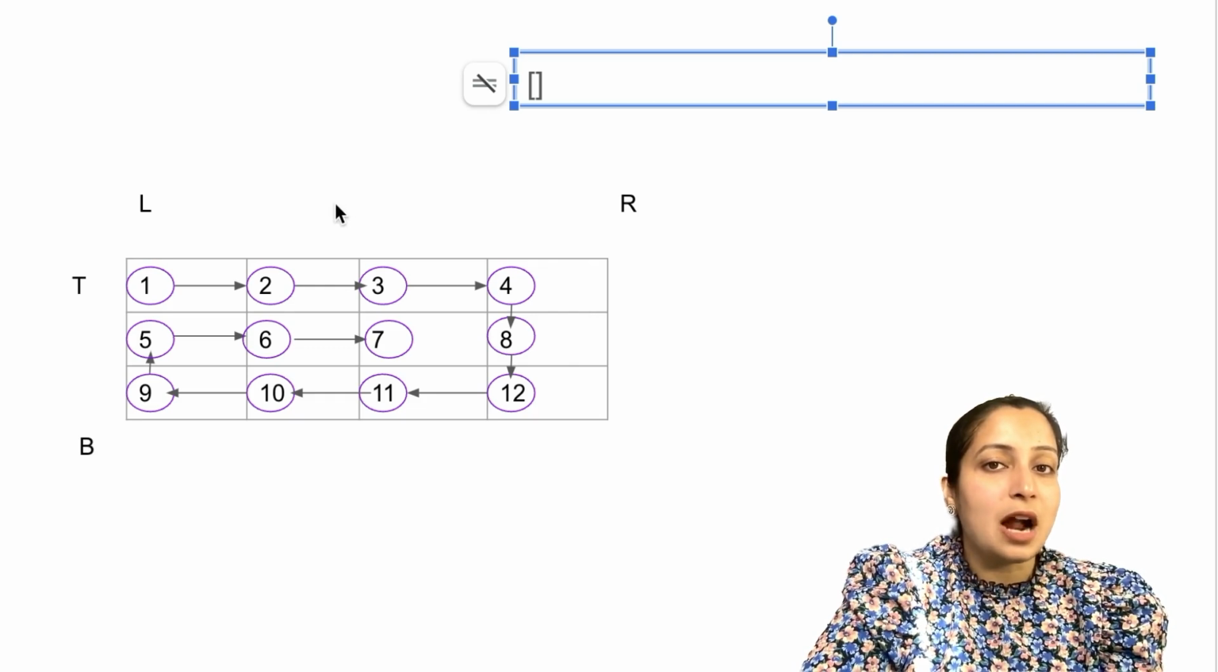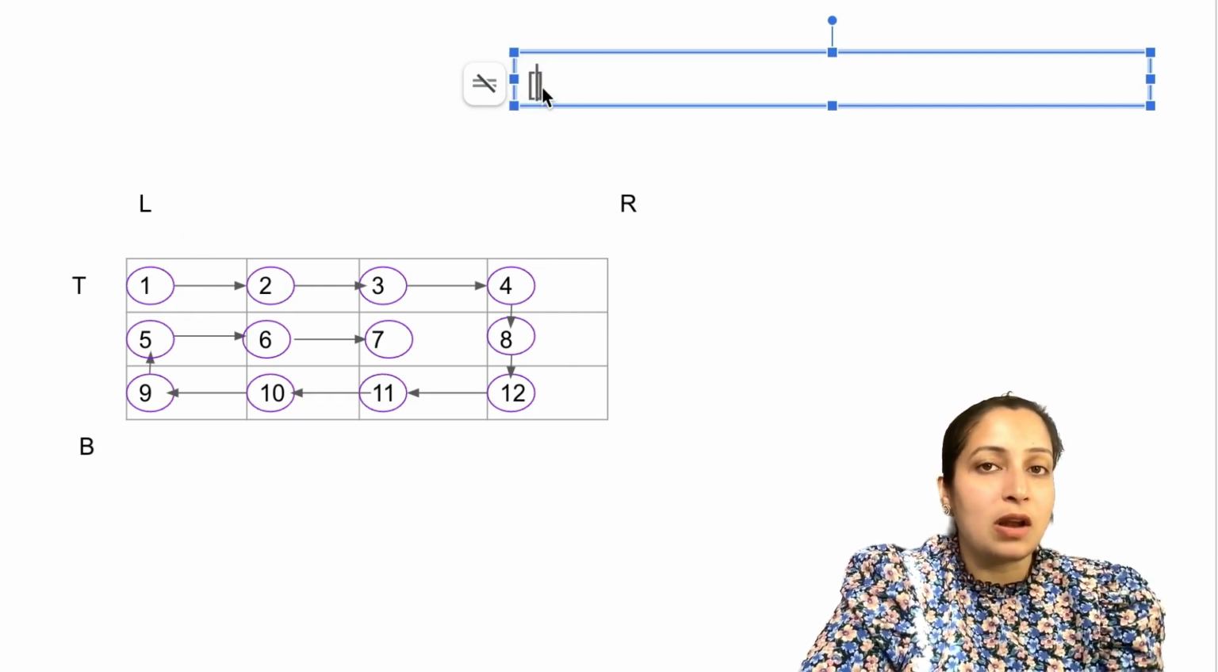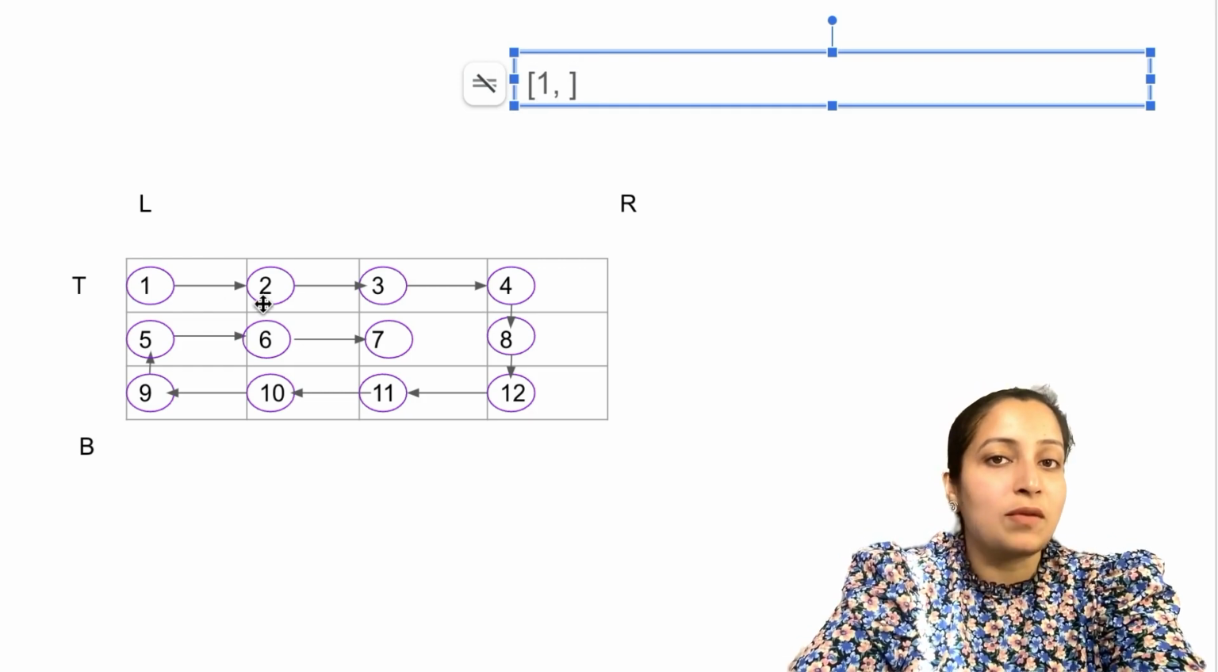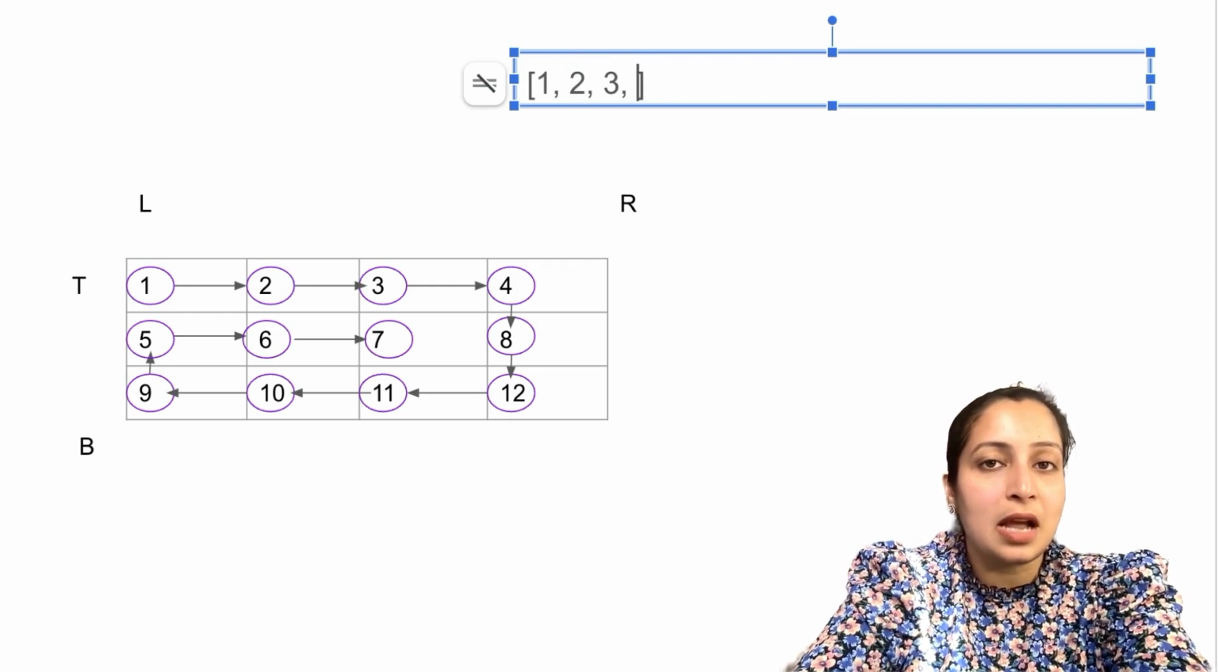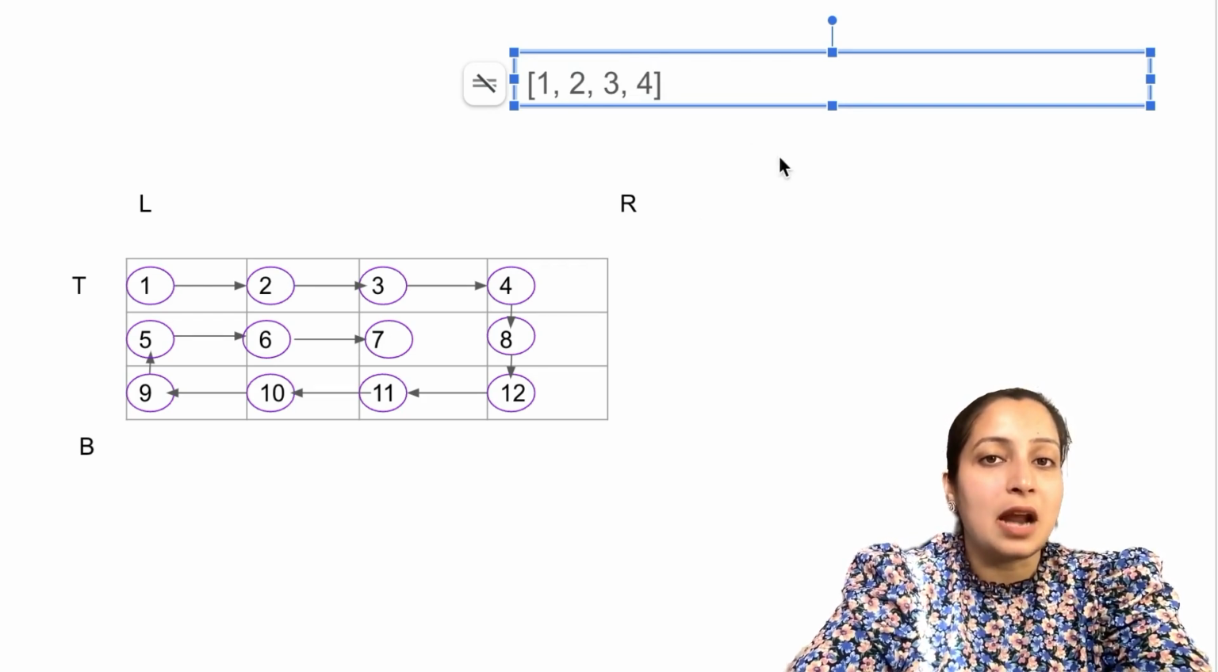After that, we start from our top left cell. Our top left cell here is 1. So I'll first write 1 here. Whenever we start from top left, we always take a direction towards the right, okay? So we go towards the right, and we cover the next elements. We cover 2, then 3, and then 4 until we hit the right boundary.